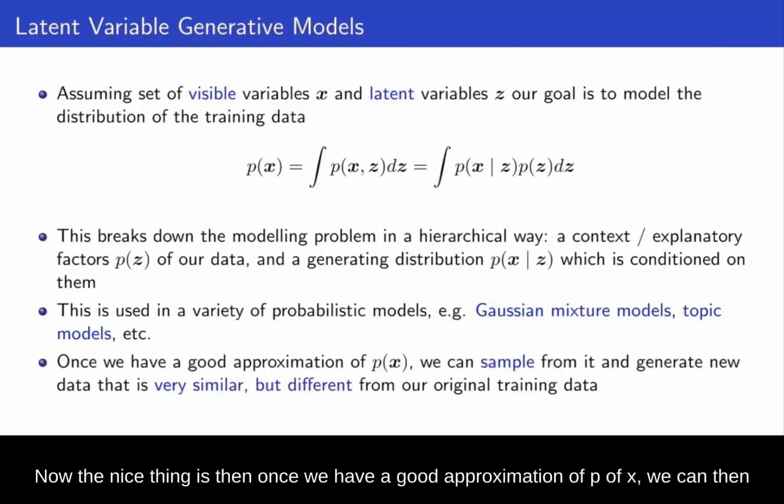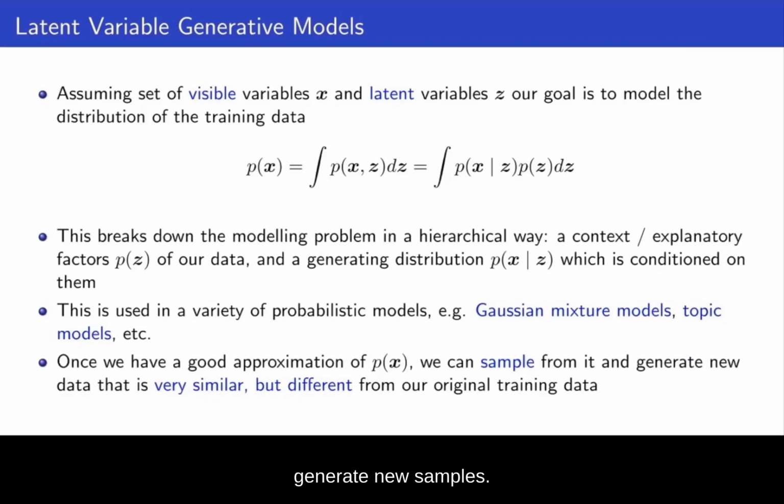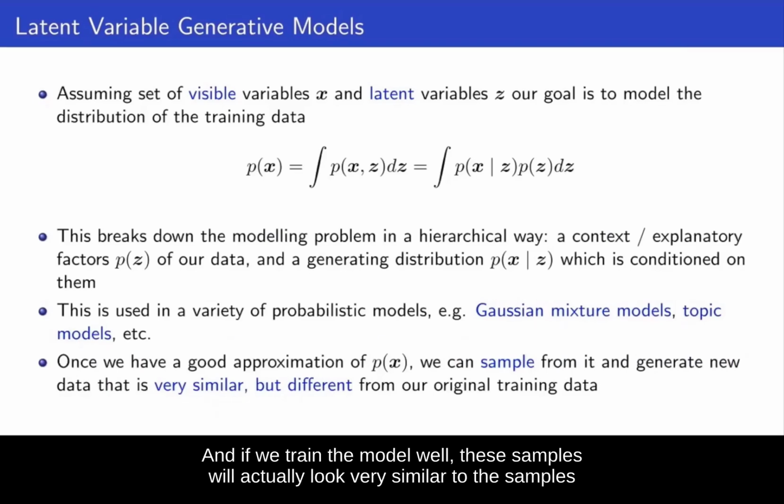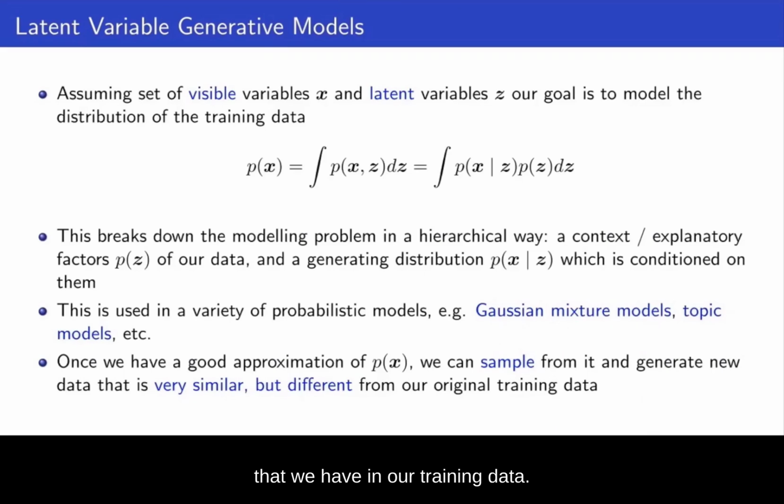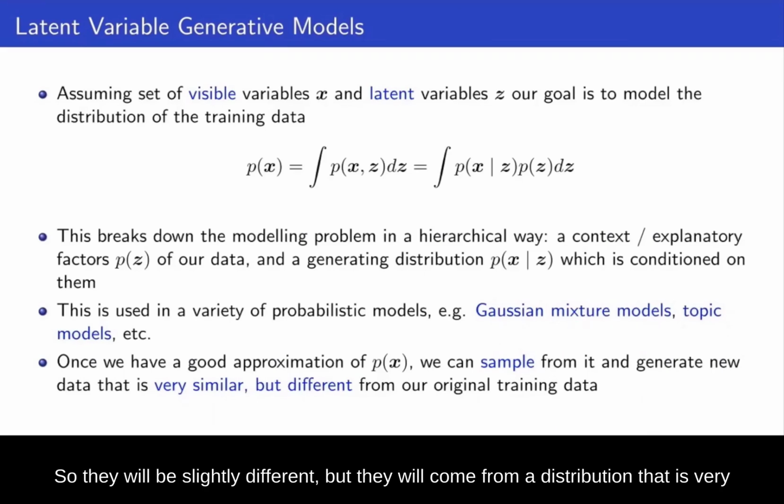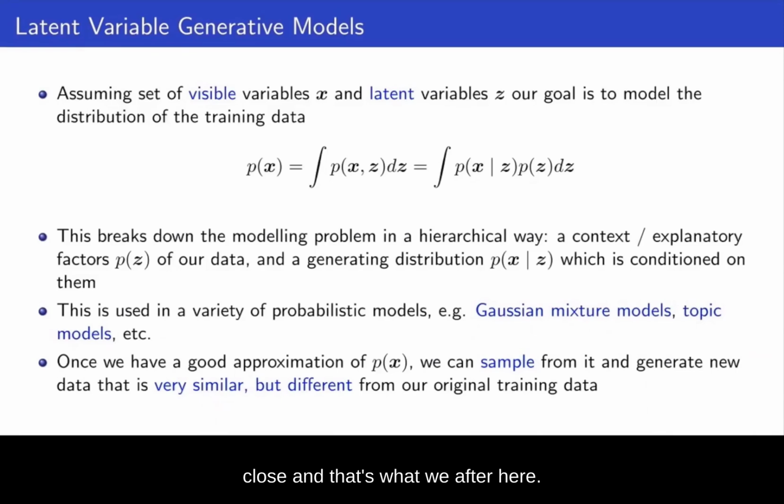Now the nice thing is, once we have a good approximation of P of X, we can then generate new samples, and if we train the model well, these samples will actually look very similar to the samples that we have in our training data. They will be slightly different, but they will come from a distribution that is very close, and that's what we're after here. So you can use this for different purposes.